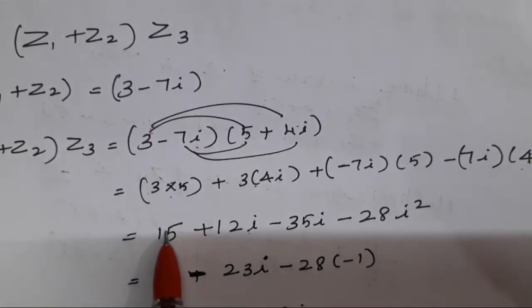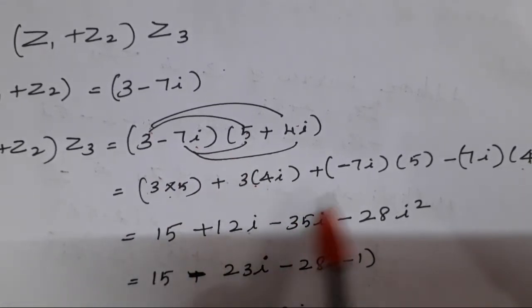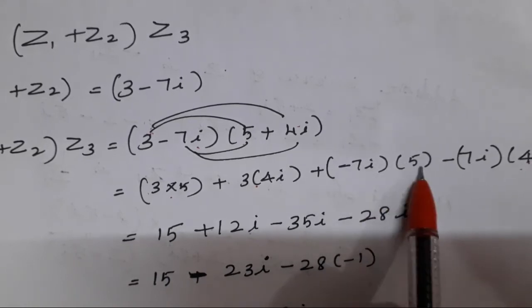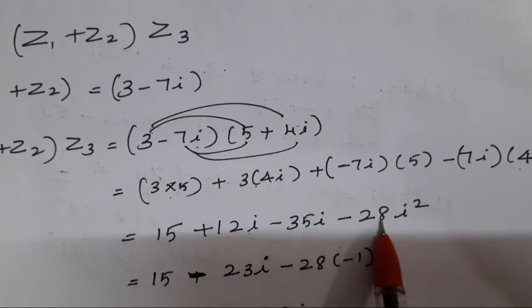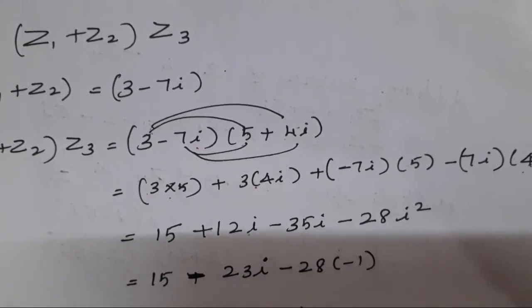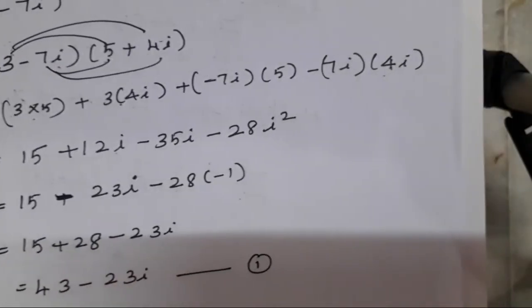So 3 5s are 15. Again 3 4s are 12i. Minus 7i into 5: 7 5s are 35, so minus 35i. Minus 7 4s are 28. I into I is nothing but i square.